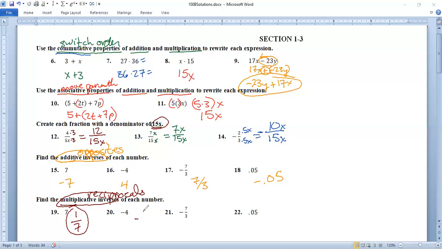Negative 4's reciprocal is negative 1/4. Number 21, negative 7/3, flip it over and it's negative 3/7. Notice it doesn't change sign. Like up here, it changed sign to the negative or the positive, but it doesn't down here in these guys. And then this one, this is 1/0.05. That's not really simplified. So let's plug that into your calculator and you get the number 20. So yeah, if you took 20 times 0.05, you get 1. And that's what a multiplicative inverse is about.